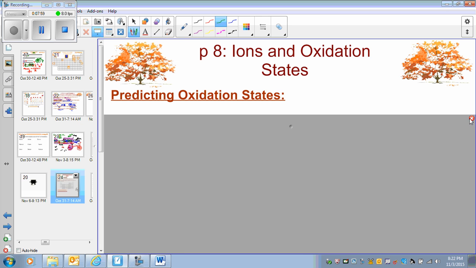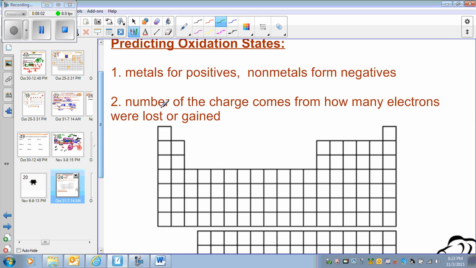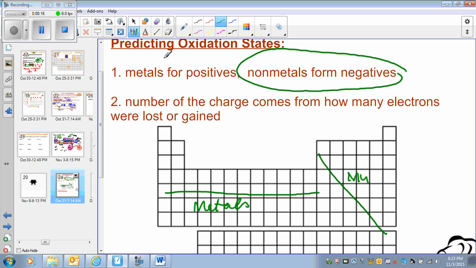So how do you predict oxidation states? I've already explained that. Metals form positives, all these are called metals, and these are all non-metals. So non-metals gain electrons and form negative ions, and metals lose electrons to make positive ions. So they go through oxidation and they go through reduction. The charge comes from how many electrons are lost or gained. So all of these are going to lose 1, all these are going to lose 2, then lose 3, gain 1, gain 2, gain 3. They don't do anything, and they can lose 4 or they can gain 4. So this is how you can predict the oxidation numbers.